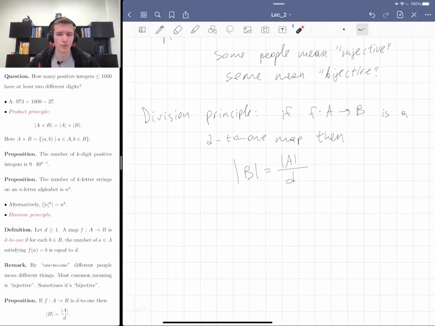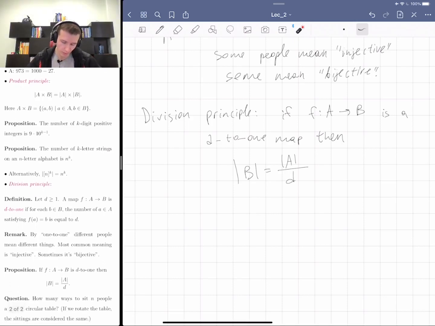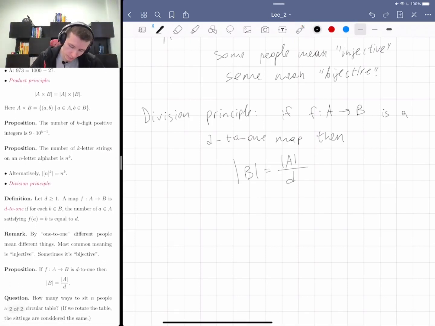Okay, so how do you apply it to problems? Let's consider another problem, also from the book. Let's say you have a circular table with n chairs.